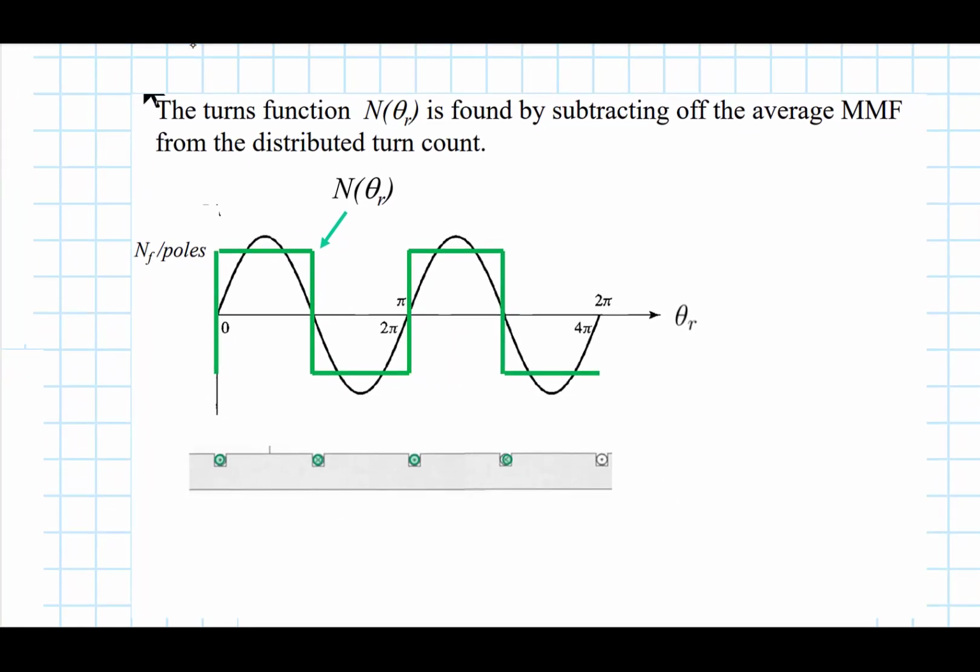And what we end up with is what we call a turns function. If you were to divide out the current, it was already set to 1 for our example. And so the shape of this and the amplitudes haven't changed, but they're centered around 0. And so we can have a plus NF, or we could have a minus NF. And this is referred to as a turns function.